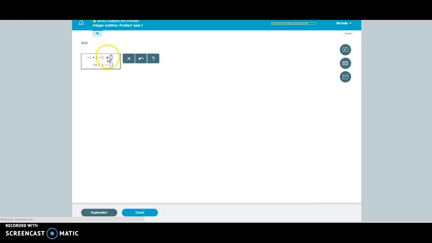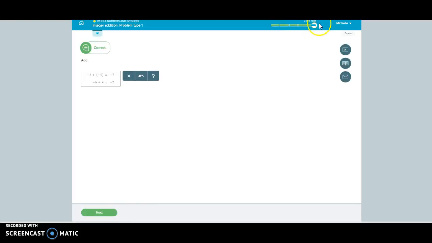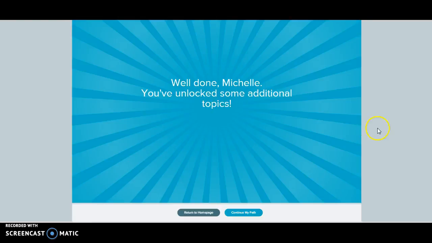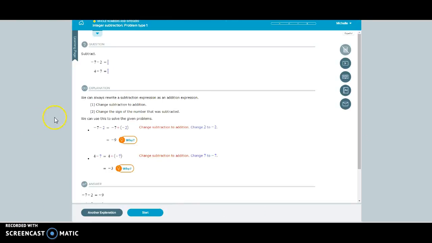And now I'm going to get this one right. And now I have the whole thing completely green. And now what happens is it says good. Okay, so good, we practiced that problem and got the whole bar filled up.